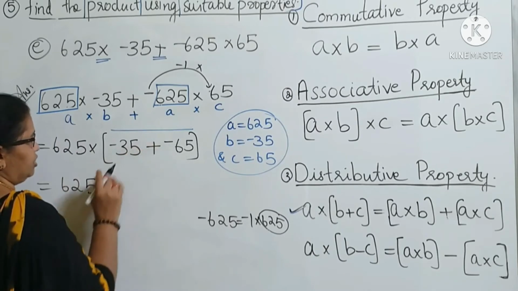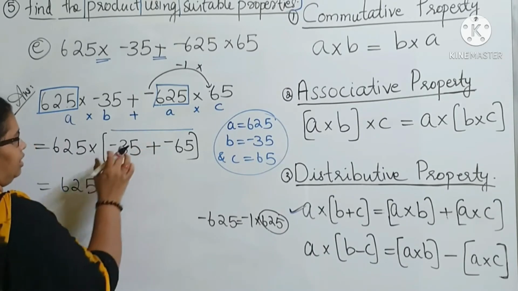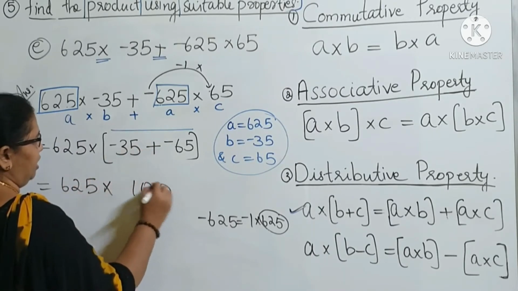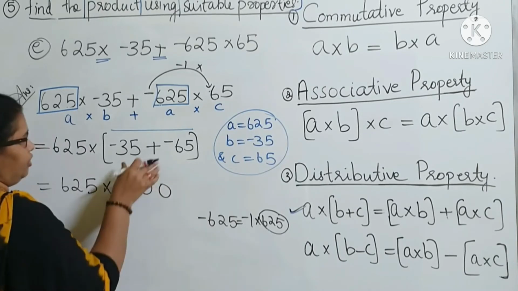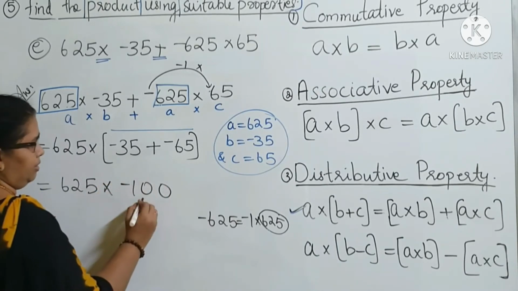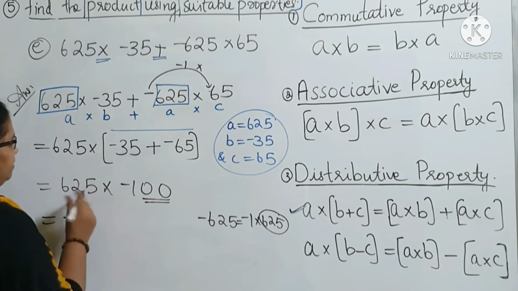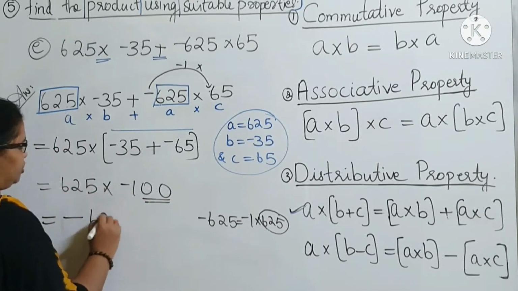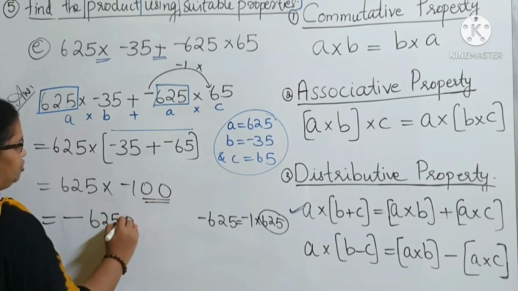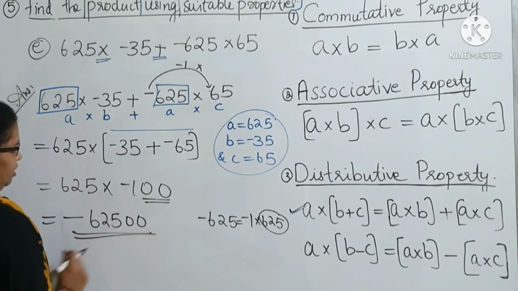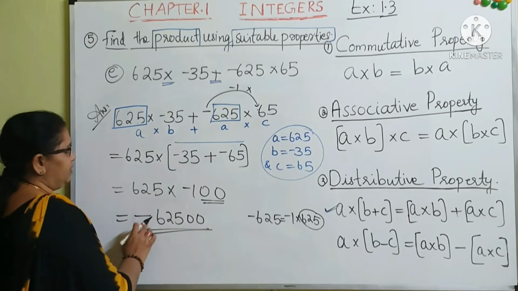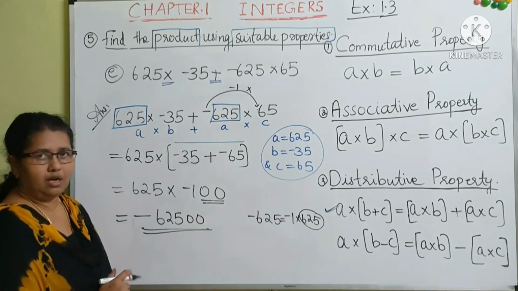Both are negative integers, so add them and place the same sign. 35 plus 65 is 100, so negative 100. We got the sum in the bracket as negative 100. Multiplication by 100 is easy. Positive into negative is negative. 625 into 100 is 625, and put these two zeros on the right side of 625. So negative 62,500 is the answer.